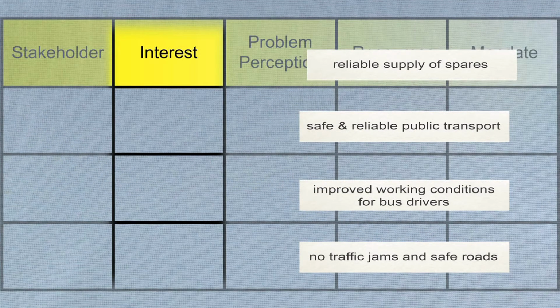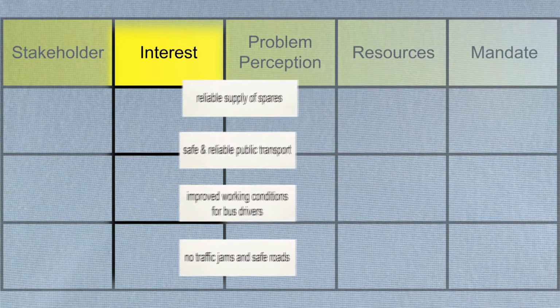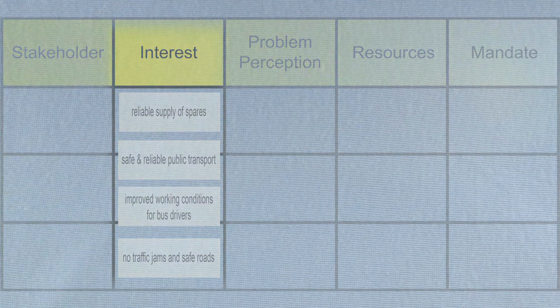Step 4. Identify the interests of each group in the development problem. Consider how and why they should be involved. Place each group's dominant interest in column 2 of the table.